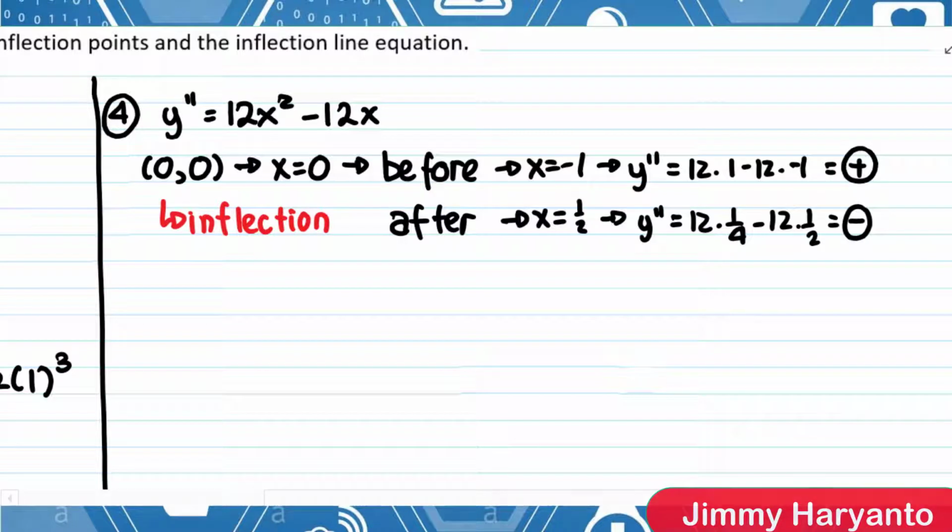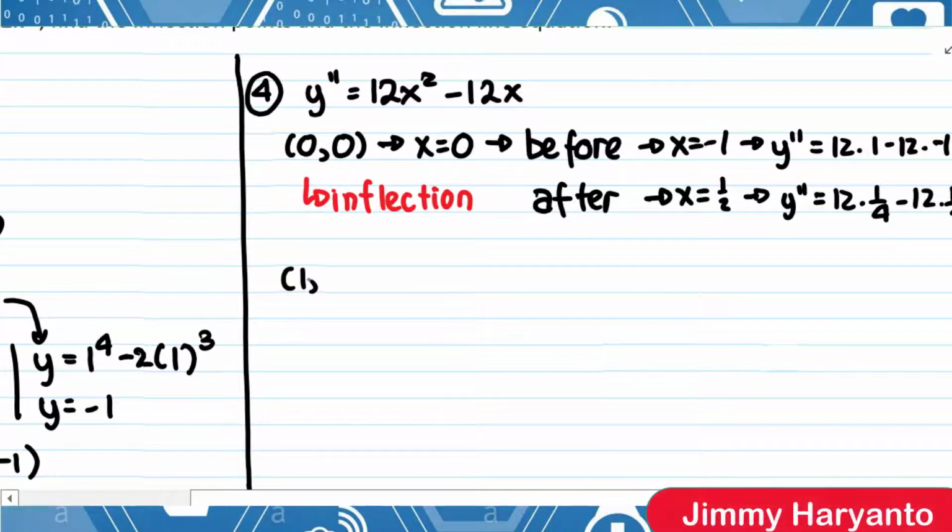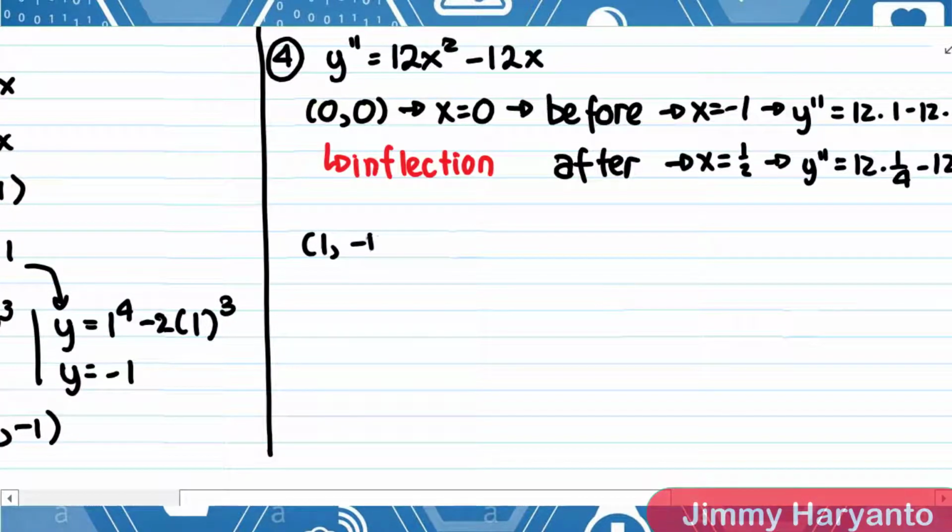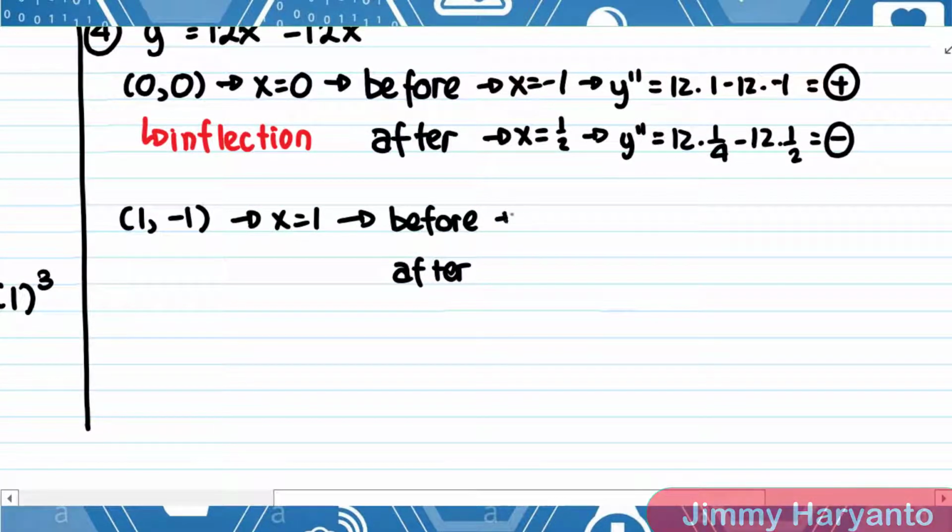Inflection. And for the second point, we have 1 comma -1. For this one, x equals 1. And for the before and after, before is x equals, let's say, half. We already have half. Let's use half, so we will not have to calculate again.